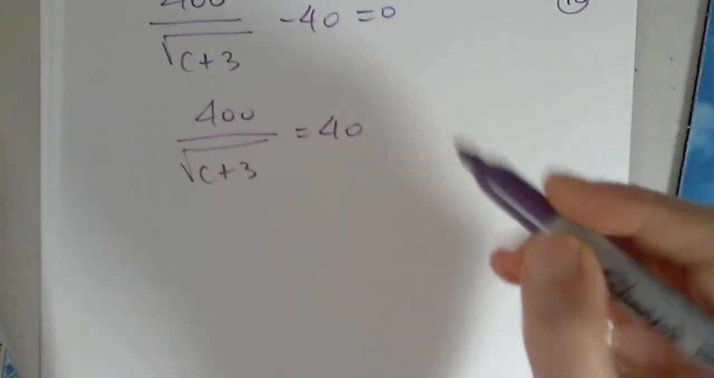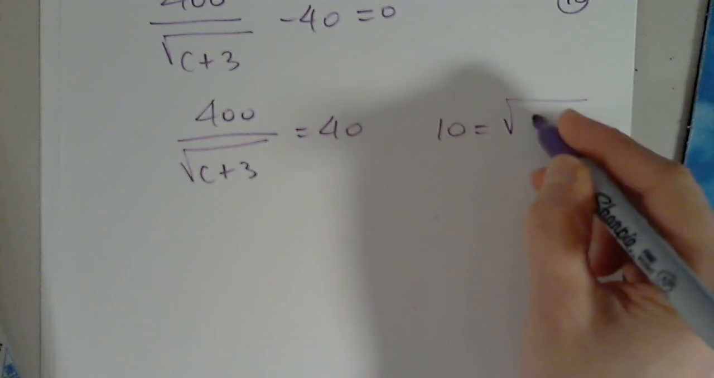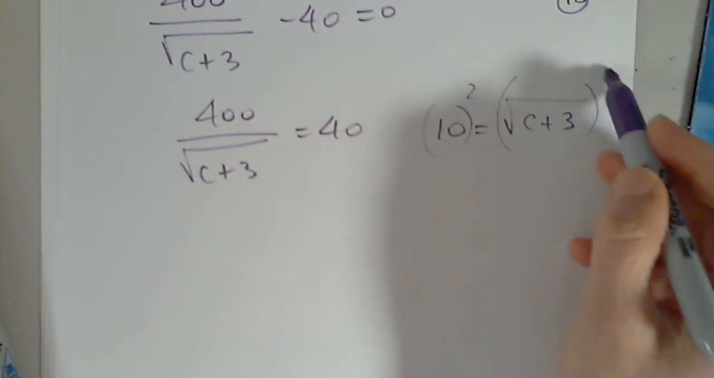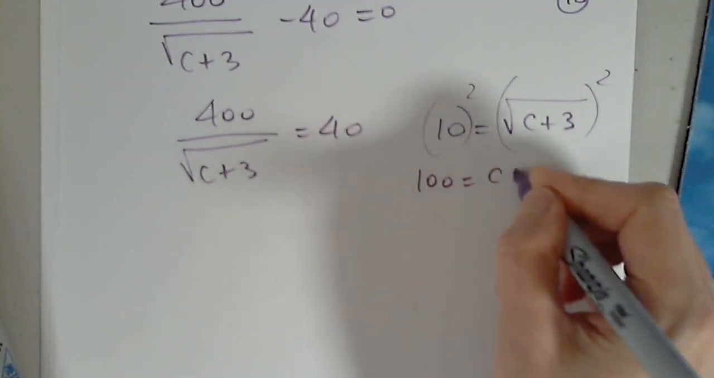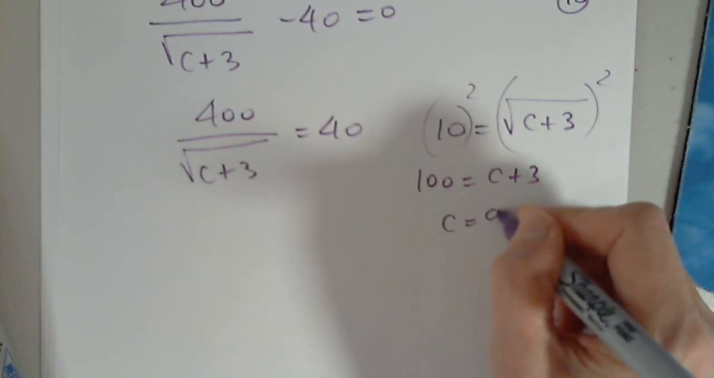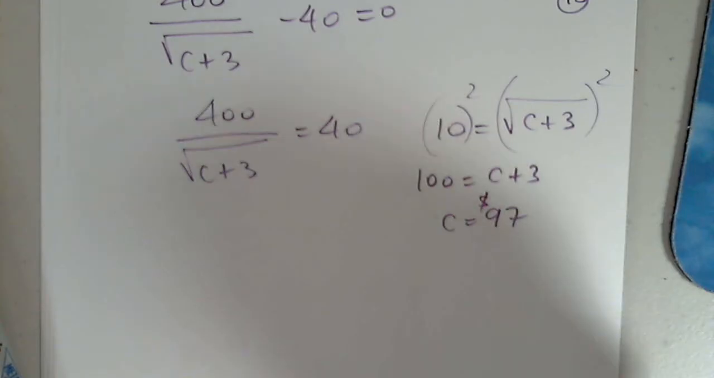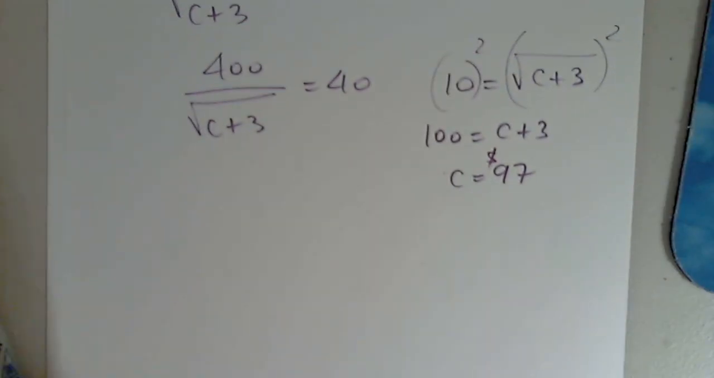So 400 over 40 is 10 equals the square root of c plus 3. And then I square both sides. So 100 equals c plus 3 or c equals 97. So the cost is 97 for the break-even point. Any questions?